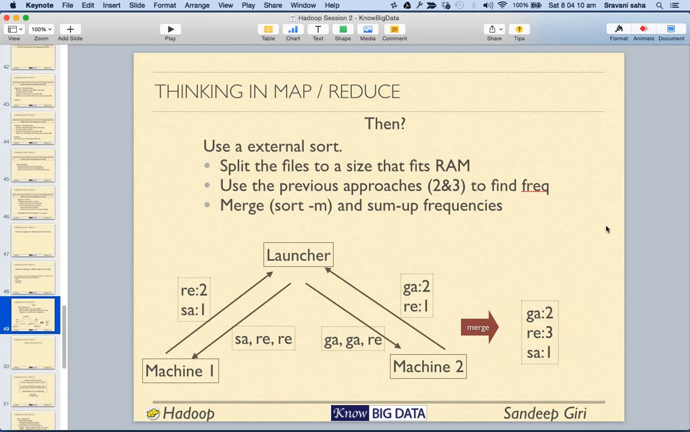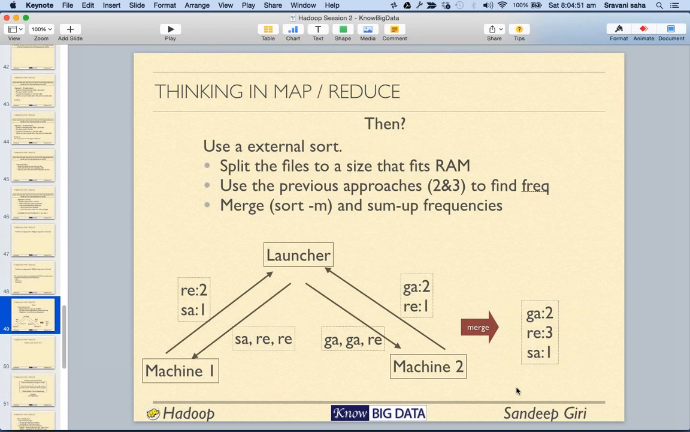Is this approach clear to you? So we bought three machines: launcher, machine 1 and machine 2. The launcher slices the data into two parts, part 1 and part 2. Part 1 goes to machine 1 and machine 1 does the computation, and machine 2 does the computation of the second part and gives the frequencies, and then the launcher merges both of the data together. All right.